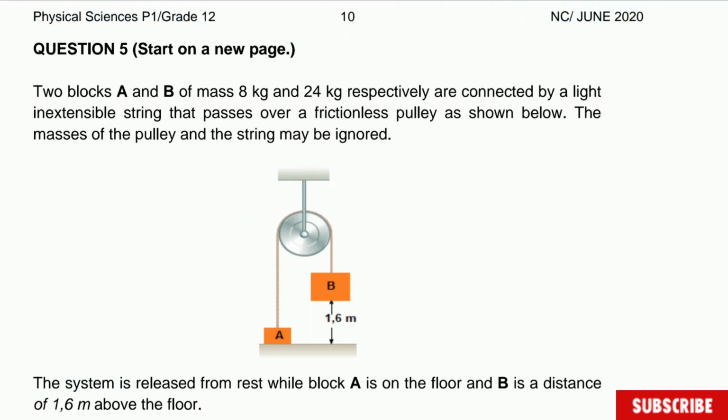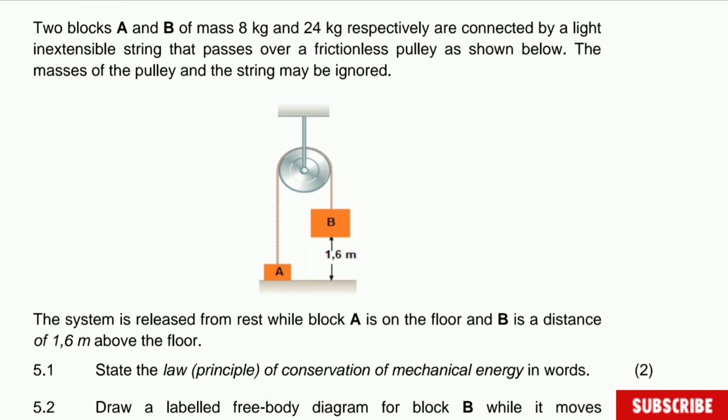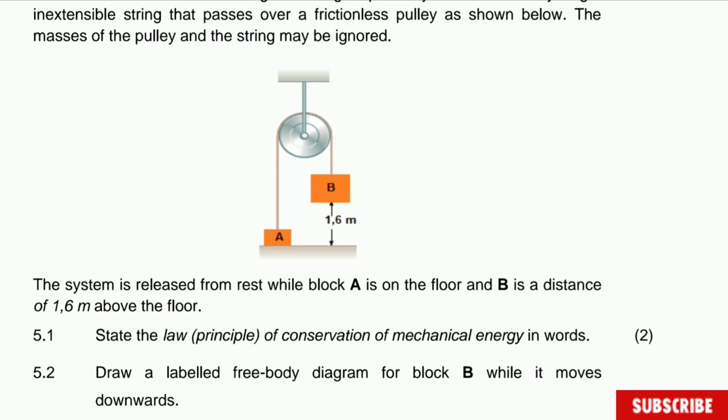The question says two blocks A and B of masses 8 kg and 4 kg respectively are connected by a light inextensible string that passes over a frictionless pulley, shown below. The masses of the pulley and the string may be ignored, and here you have the situation. The system is released from rest while block A is on the floor and B is a distance of 1.5 meter above the ground. State the law of principle of conservation of mechanical energy in words.